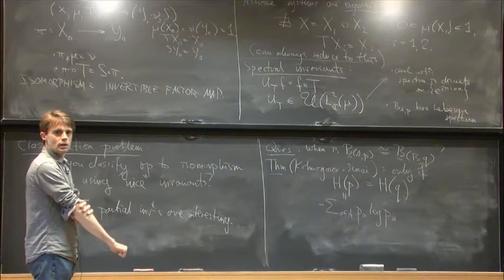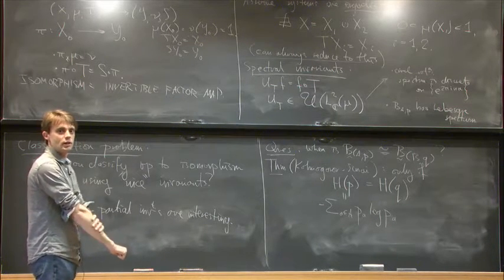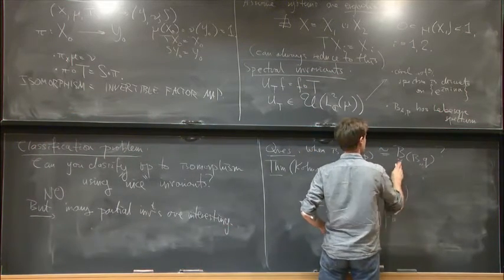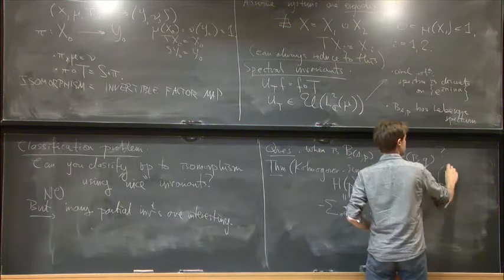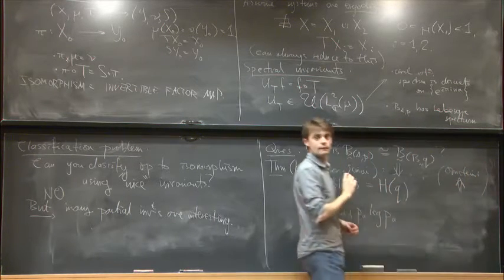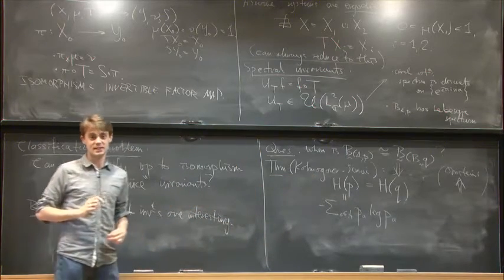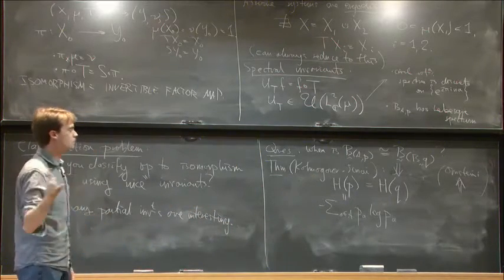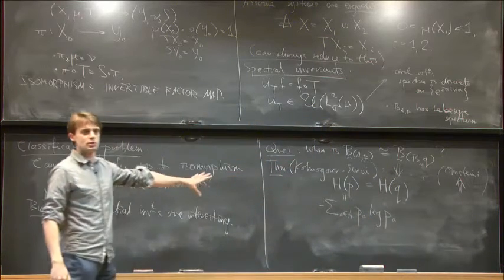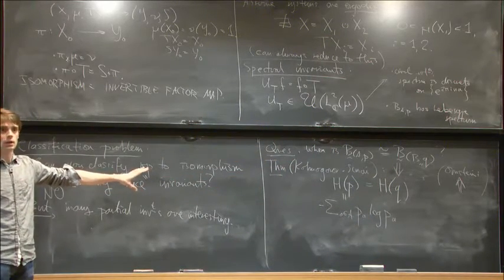What did Ornstein do then? He did the other direction. So Kolmogorov and Sinai proved this, and then Ornstein proved that. That's the other direction. I'll come back to that briefly a bit later on. This is the easier direction, but I want to show you what's going on here.